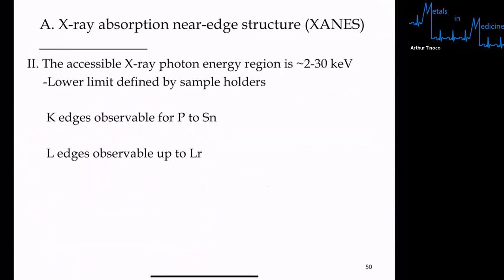All right, so the accessible X-ray photon energy region, and I actually need to look this up to see if that's still correct, is about 2 to 30 kiloelectronvolts. And so in terms of the limitation of this technique, where you're going to have a limit is the actual sample holders, where you put your samples. And so that can give you a little bit of a background. But as far as what is typically exploited are the K edges that are observable for those elements, and then the L edges that are observable for those up to this element right there.